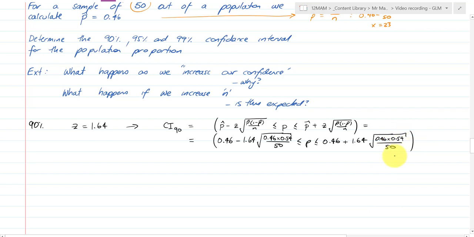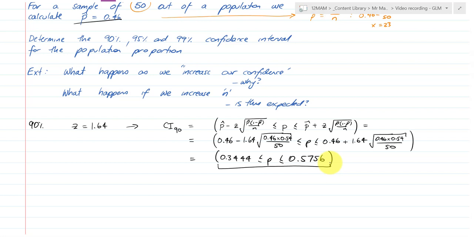And now we just do those calculations. And this is equal to 0.3444 less than or equal to p, less than or equal to 0.5756. So that's our 90% confidence interval. So we have got a population proportion that we're trying to estimate. We know the sample proportion is 0.46, and we estimate that we're 90% sure that the population proportion is between 0.3444 and 0.5756. Still a fairly broad range though, so just keep that in mind in terms of the scale and the magnitude here.